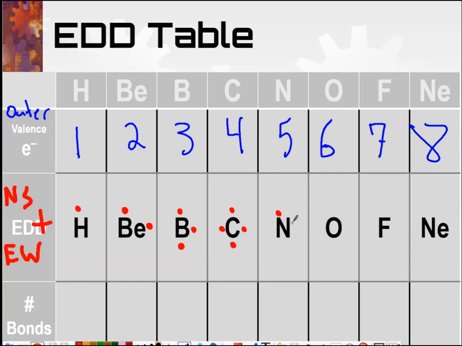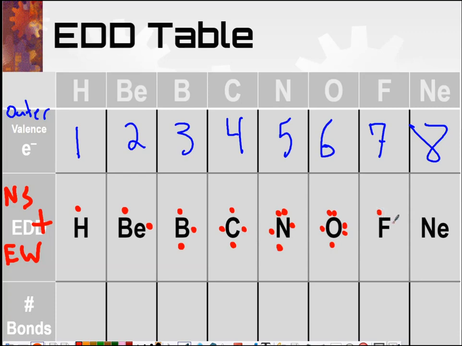For 5, we do 1, 2, 3, 4, but then we do a 5th dot as a pair. Messed that up. There you go. That's better. So a 1 pair, 3 unpaired. So 1 unpaired, 2 unpaired, 3 unpaired, 4 unpaired, 3 unpaired, 1 paired, and then oxygen is 1, 2, 3, 4, 5, and I'll do mine here for 6.